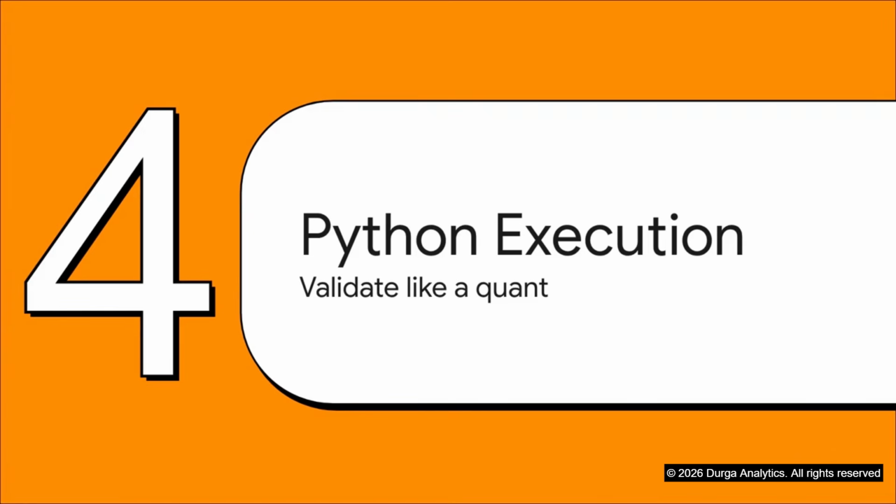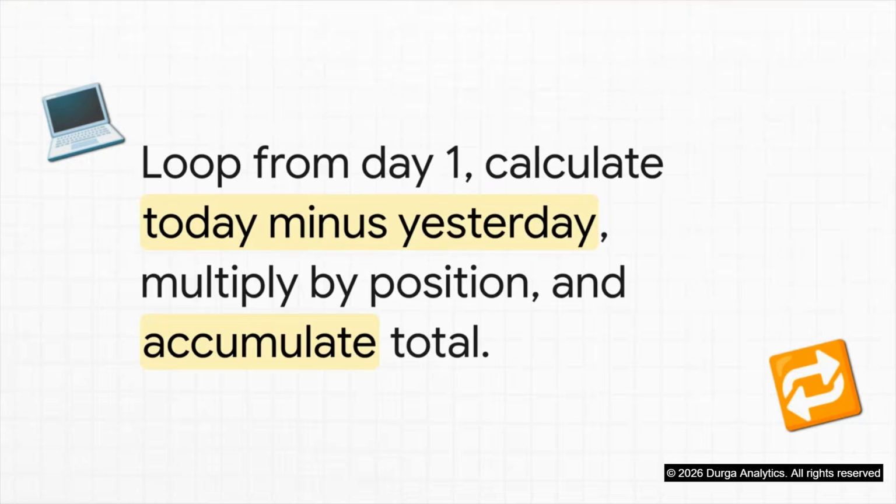All right, Section 4, Python execution and validation. Let's bring those 4 blocks together and build this out in Python. In our function, let's call it total P&L, we take in a position and a list of prices. We set up a running total variable starting right at 0.